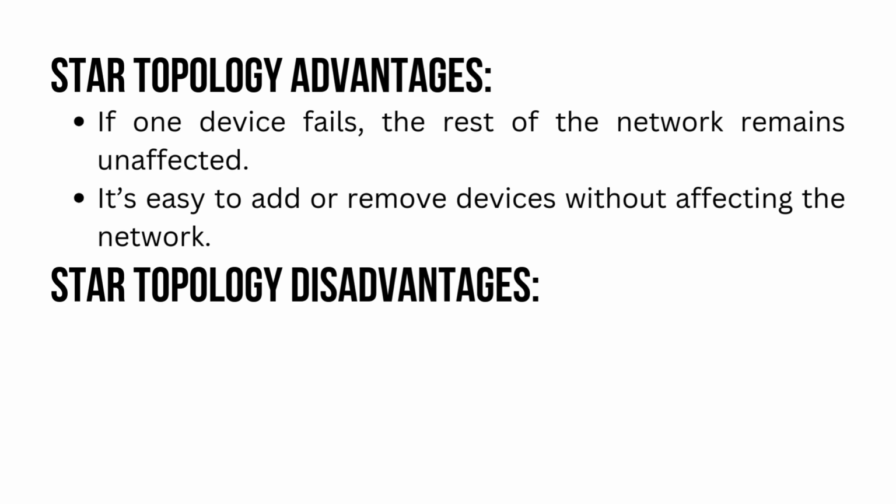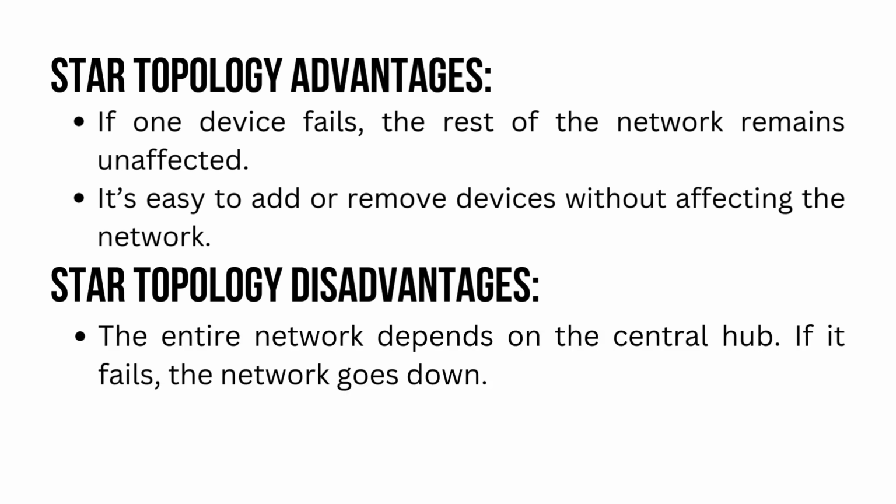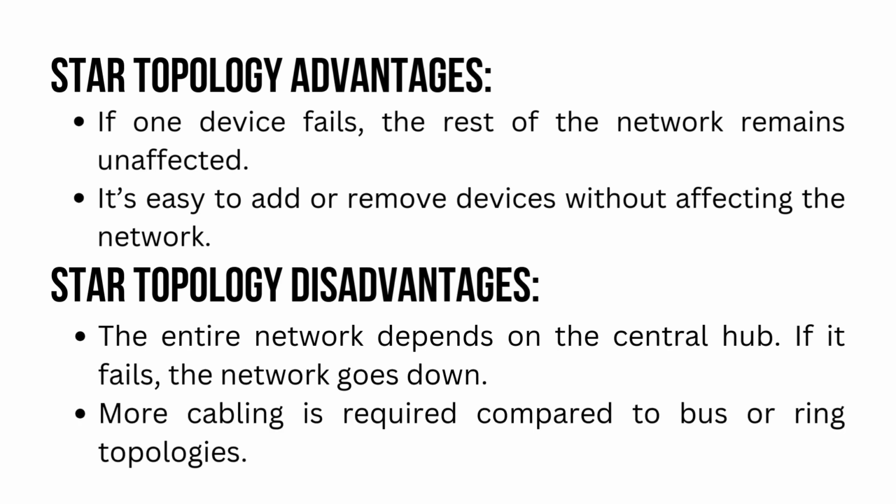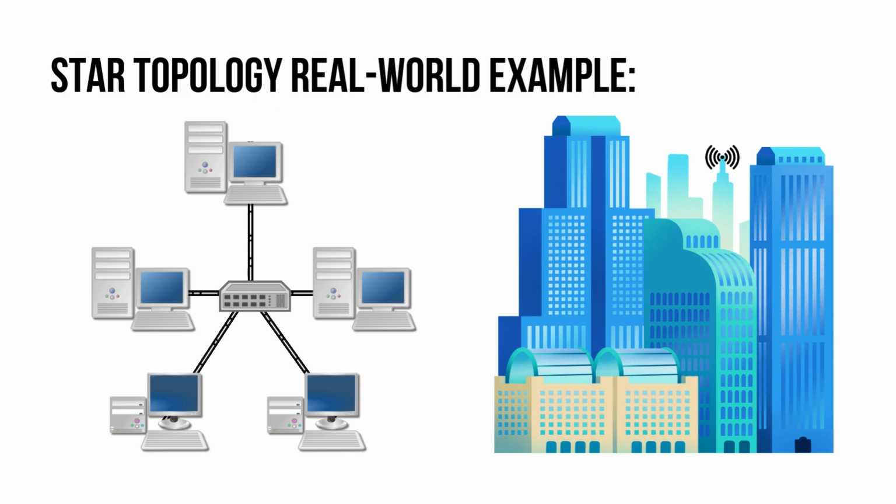Disadvantages of star topologies are that the entire network depends on the central hub. If it fails, the network goes down. More cabling is required compared to bus or ring topologies. A real-world example of star topology is that it is widely used in home and office networks, especially where a central point of control is necessary, such as in Wi-Fi networks where the router acts as the central hub.